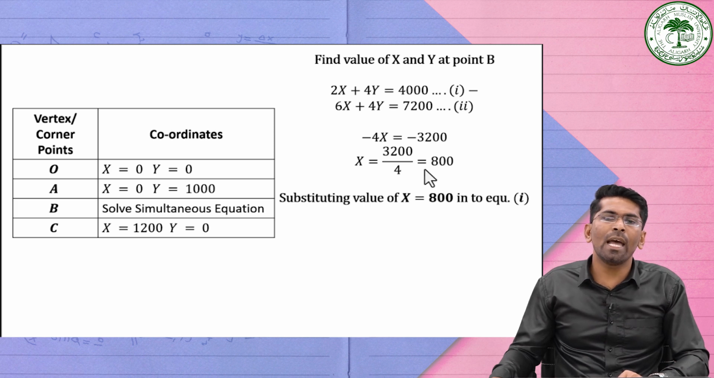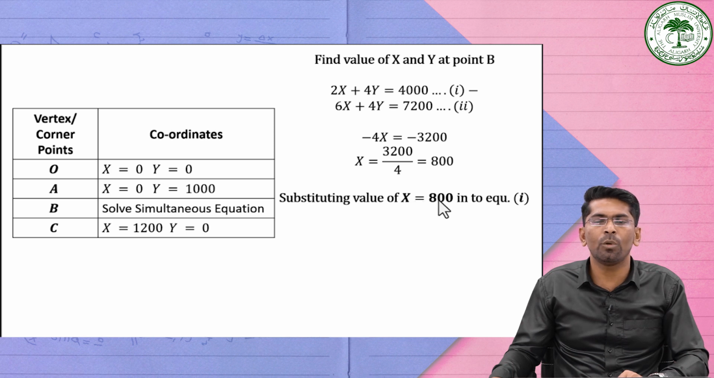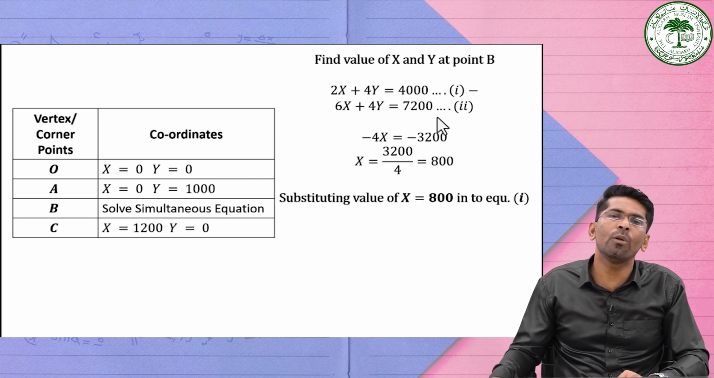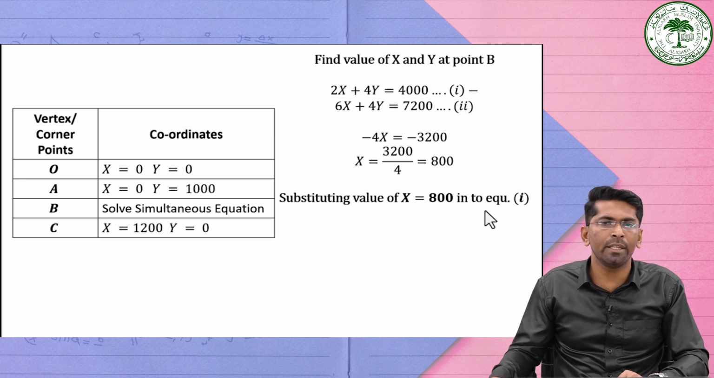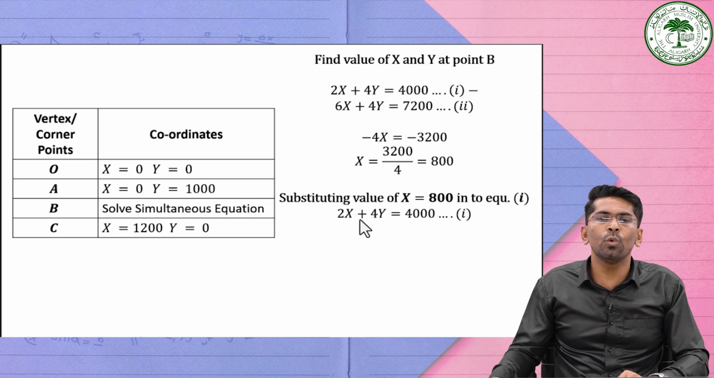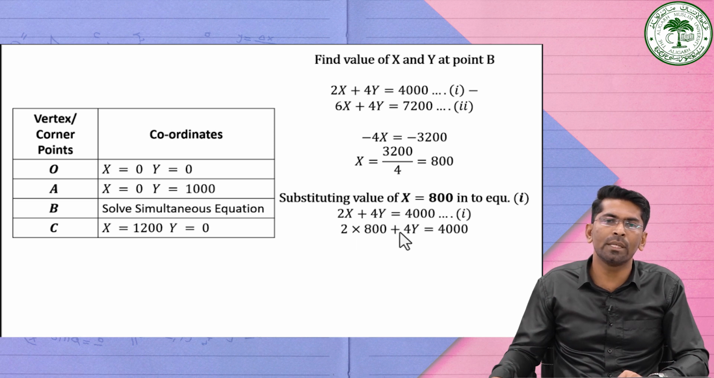Now after getting the value of x is equal to 800, we are going to substitute x is equal to 800 in equation number 1 or 2. We are going to substitute here in equation number 1. So by considering equation number 1, that is 2x plus 4y, which is equal to 4000, then substituting x is equal to 800, it will become 2 into 800 plus 4y, which is equal to 4000.